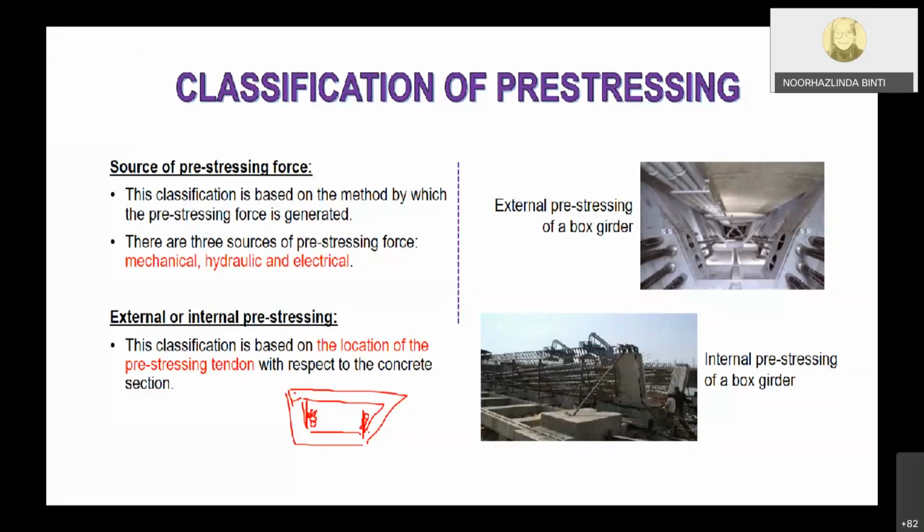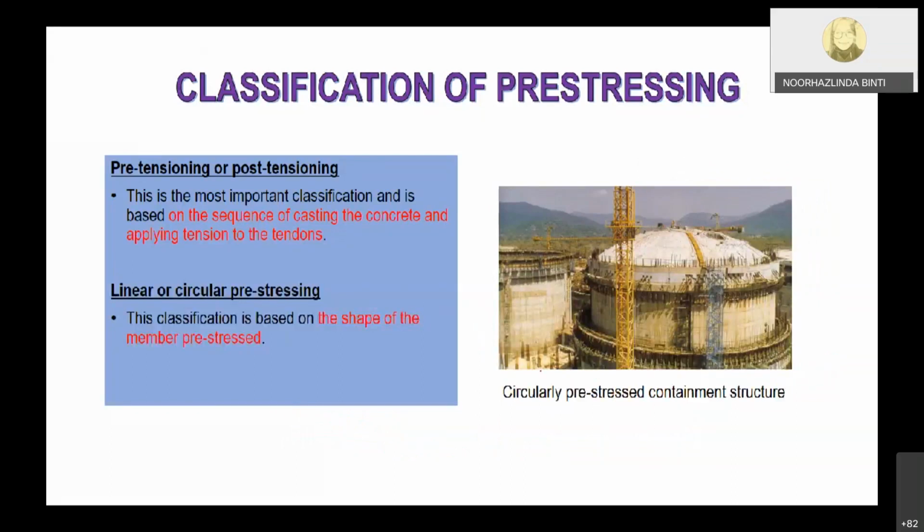Internal prestressing is located inside the concrete, something like this. For example, this is inside. So we call it internal prestressing. If it is inside this hollow space here, we call it external prestressing. Usually this one is for post-tension, not pre-tension. That's another way to classify the prestressing. Another common way is based on the method of prestressing, either pre-tension or post-tensioning. This one was already explained just now.